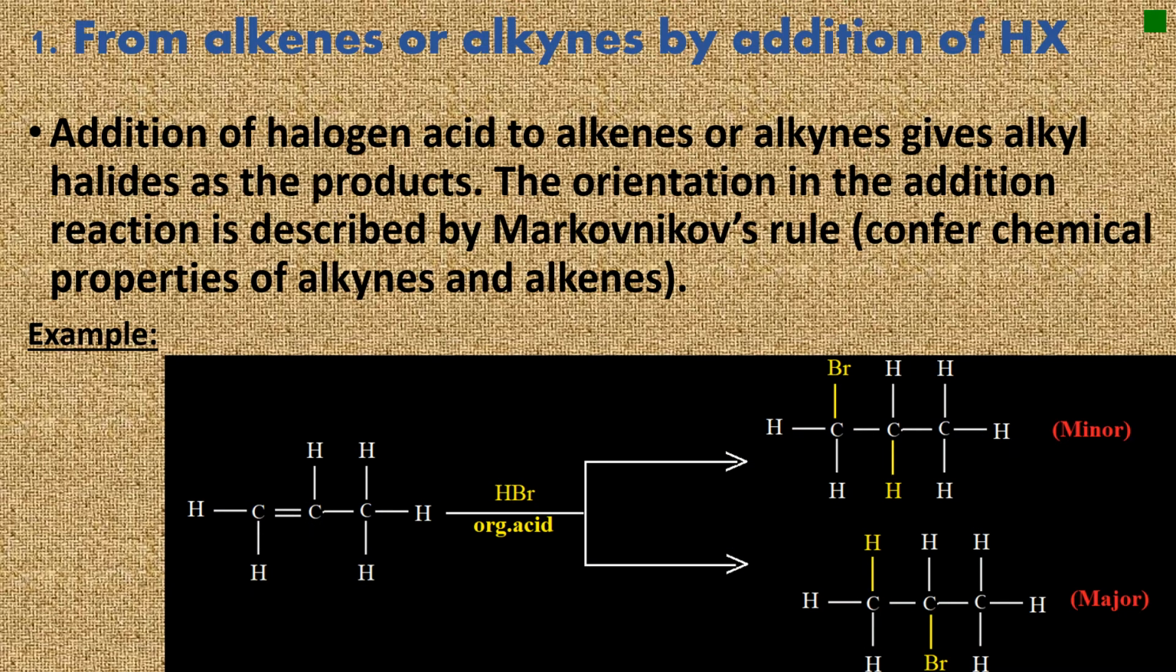Here we have propene reacting with hydrogen bromide, with an organic acid as a catalyst, to give a mixture of two products, 1-bromopropane and 2-bromopropane. But 2-bromopropane is the major product and 1-bromopropane is the minor product, as predicted by Markovnikov.